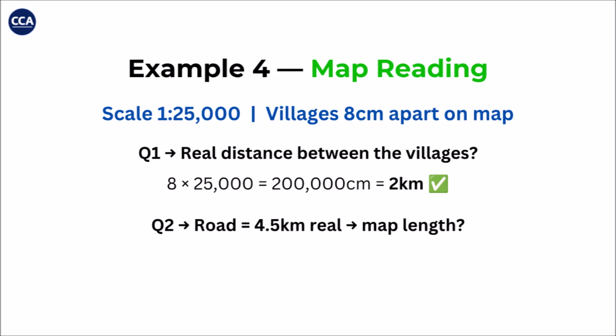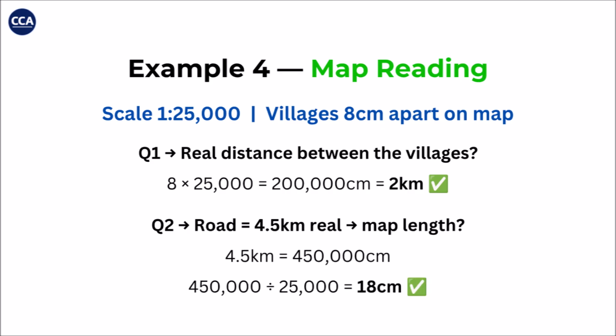Question 2. A road is 4.5 kilometers long in real life. How long is it on the map? Convert 4.5 kilometers to centimeters. 4.5 multiplied by 100,000 equals 450,000 centimeters. Drawing length equals 450,000 divided by 25,000 equals 18 centimeters.